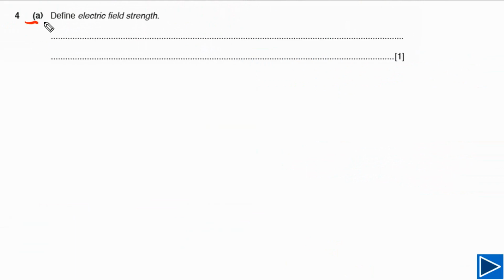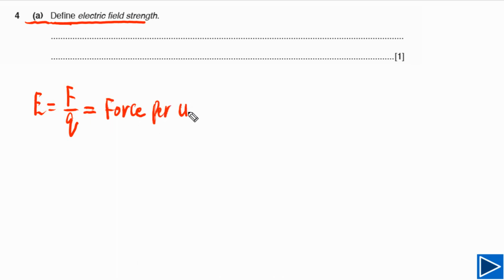Part A is simply asking us to define electric field, and we understand that E is equal to F over Q. But for this question, you cannot simply write down E is equal to F over Q because the question is asking you to define. When a question asks you to define electric field, you can simply say E is equal to force per unit positive charge.